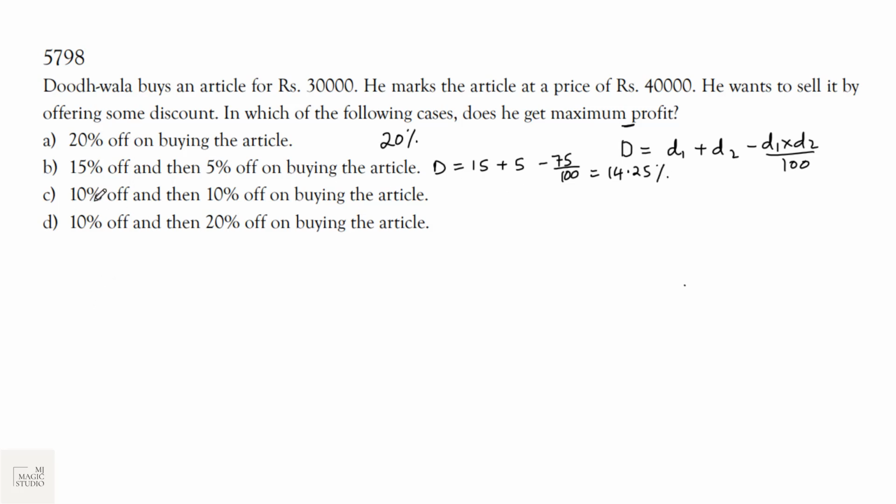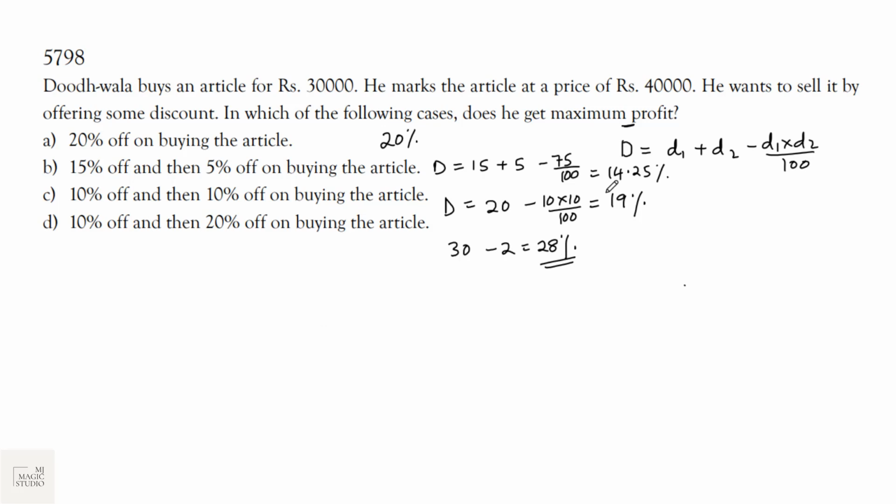Third option says 10% off and 10% off on buying an article. So D would be 10 plus 10 is 20 minus 10 into 10 by 100. That would be 19% discount. Fourth one says 10% and 20% discount. That would be 30 minus 200 by 100, that is 2. That is 28% discount, which is actually more than the single 20% discount even.